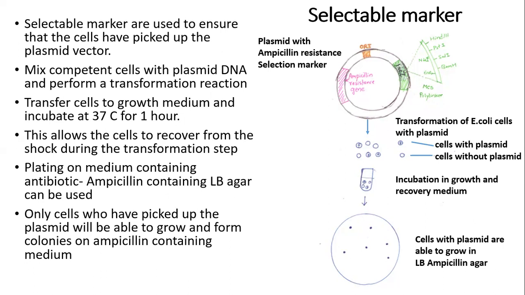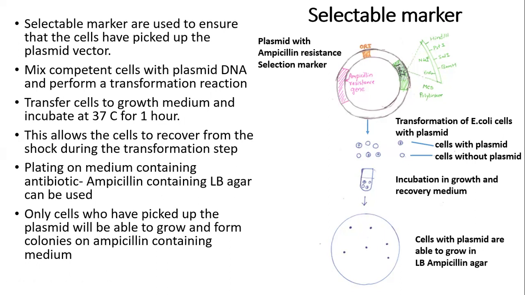So after we do the ligation reaction, we need to do a transformation step. A transformation is done by several methods, such as the heat shock method or the electroporation method, for which we first need to prepare competent cells, and then we mix the competent cells with the ligation mixture and perform a transformation reaction. So after transformation, some cells will pick up the plasmid and some cells will be empty. They will not pick up the plasmid.